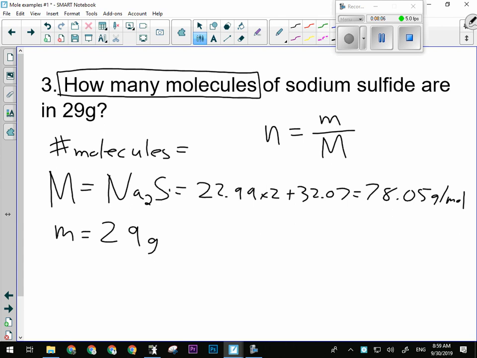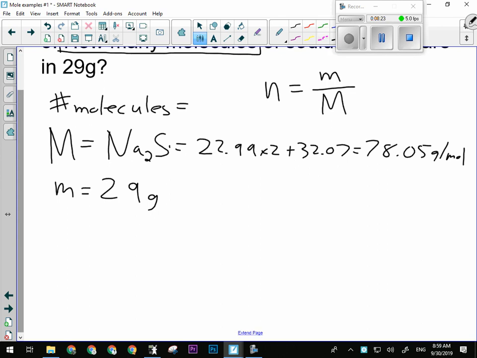In the same way that if I know there's always 12 donuts in a dozen, and someone tells me I have 4 dozen donuts, I can quickly figure out that I have 48 donuts, because I just multiply 4 by the number in a dozen, 12. I'm going to do the same thing here. So let's calculate the number of moles. The number of moles will be 29 grams divided by 78.05. So I have less than a mole.